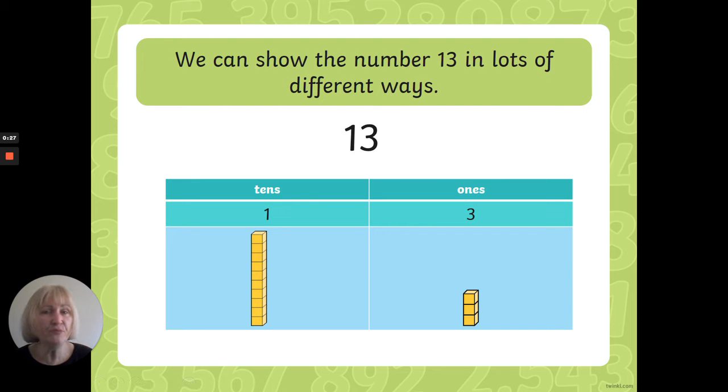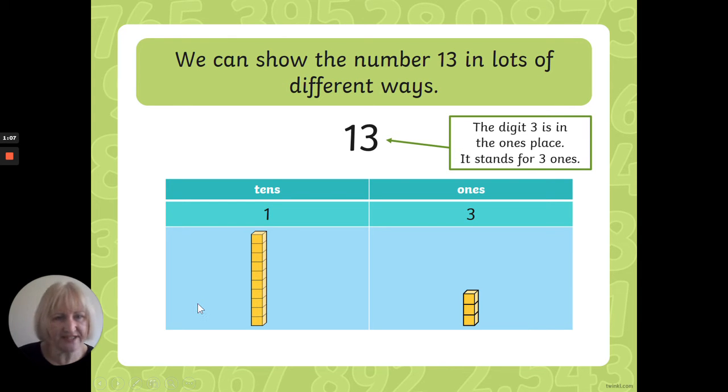Well, when we have a number that's more than 10, we can show and think about that number in different ways. So, for example, here we've got the number 13, haven't we? And when we think about that number, it really means that that number's got a 10, so a set of 10, there's a tower of 10 there, and 3 ones, 3 extra ones, because that makes 13. 10, 11, 12, 13.